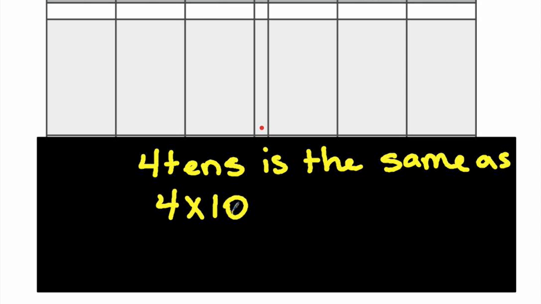So another way to write our problem would be 4 times 10 times 3 times 100, or 3 times 100 times 4 times 10. Are those two expressions equivalent? Why or why not? Turn and talk to your partner as to why or why not. So, are these equivalent or equal? Raise your hand if you can tell me yes or no and explain.